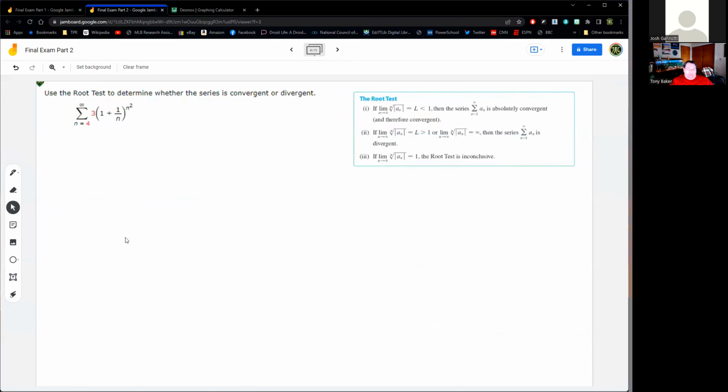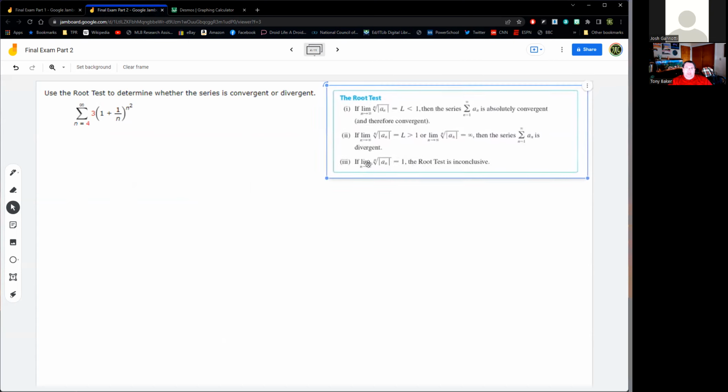This one is the root test. So remember the root test? We're doing the nth root of it. If that limit is less than 1, it's convergent. If it's greater than 1, it's divergent. And if it equals 1, we cannot figure it out. Since I'm telling you that it's the root test and the problem says it's the root test, it is not going to equal 1. So it'll either be convergent or divergent.